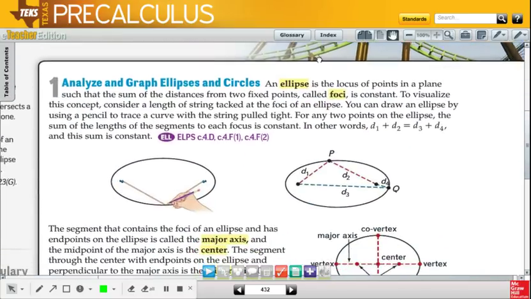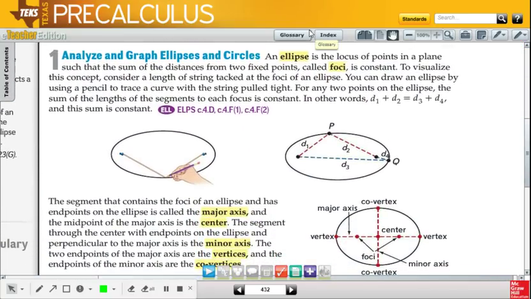So the first part: analyze and graph ellipses and circles. We're going to talk about the ellipse first. An ellipse is the locus of points in a plane such that the sum of the distances from two fixed points, called foci, is constant. Foci is the plural of focus.